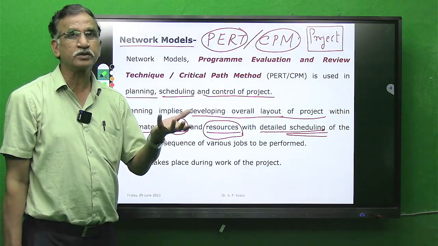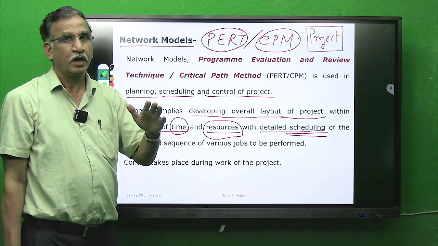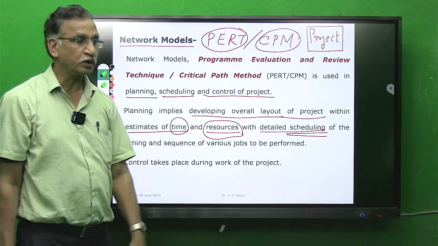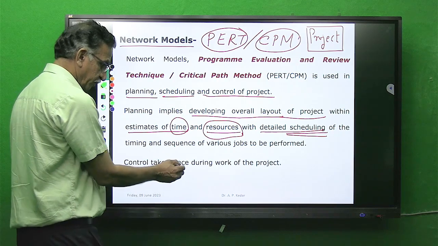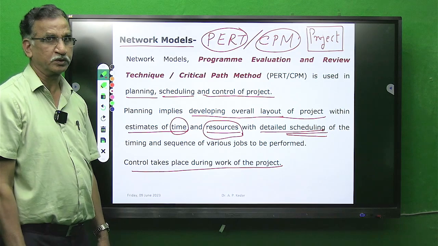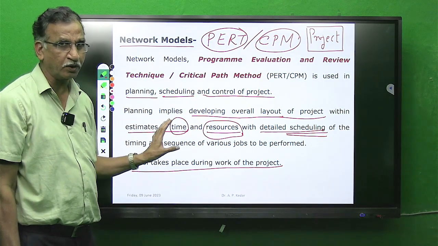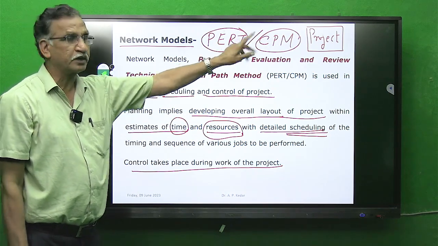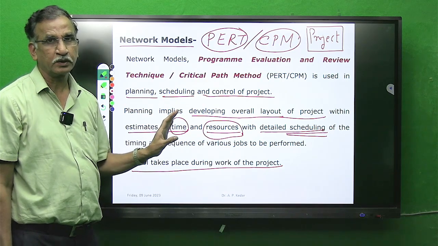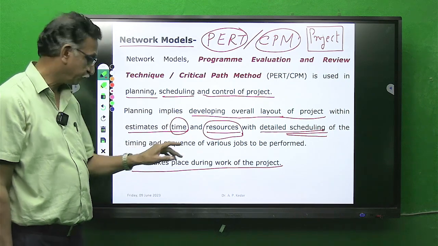And once scheduling is done, whether things are happening during execution as per our plan is in real terms called control of the project. Control takes place during the work of the project, meaning during execution of the project. So this, in a nutshell, is what the network model comprises, what PERT and CPM are, and what we mean by planning, scheduling and controlling in any project.